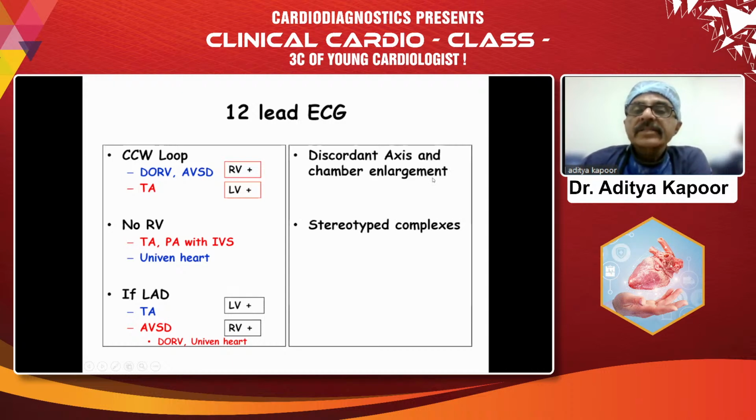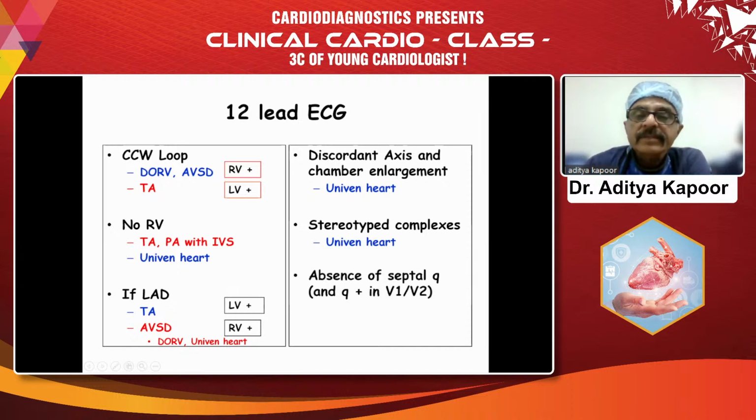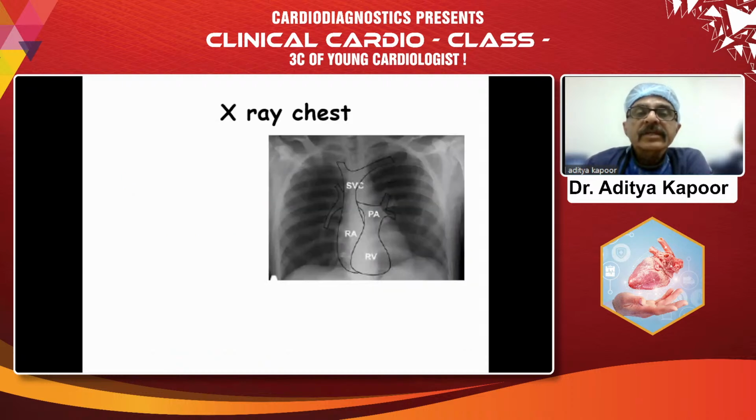Discordant axis and chamber enlargement. So discordant axis, chamber enlargement or stereotype complexes will happen in a univentricular heart. By and large, we say that a univentricular heart can come with any ECG, any axis, but discordant axis, chamber enlargement, monomorphic complexes, and absence of septal Q waves, along with a Q positive in V1, V2, will suggest L transposition. So that is the dissection of the ECG.